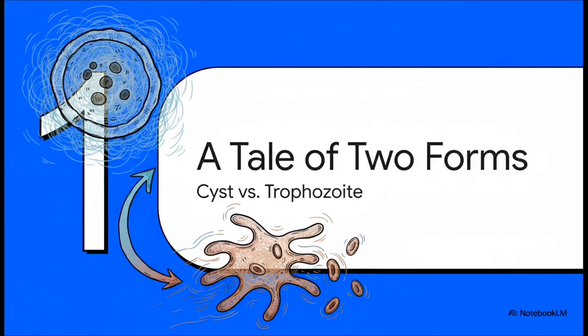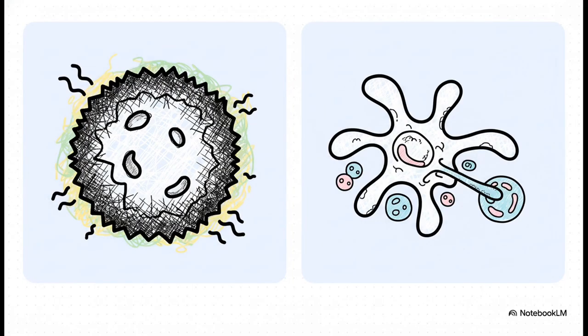Okay, so to really get a handle on this parasite, you've got to understand that it's basically a master of disguise. It exists in two totally different forms during its life cycle, and believe me, each one has a very specific and very different job to do. And here they are. This is really the parasite's whole strategy in a nutshell. It's like a tale of two completely different characters.